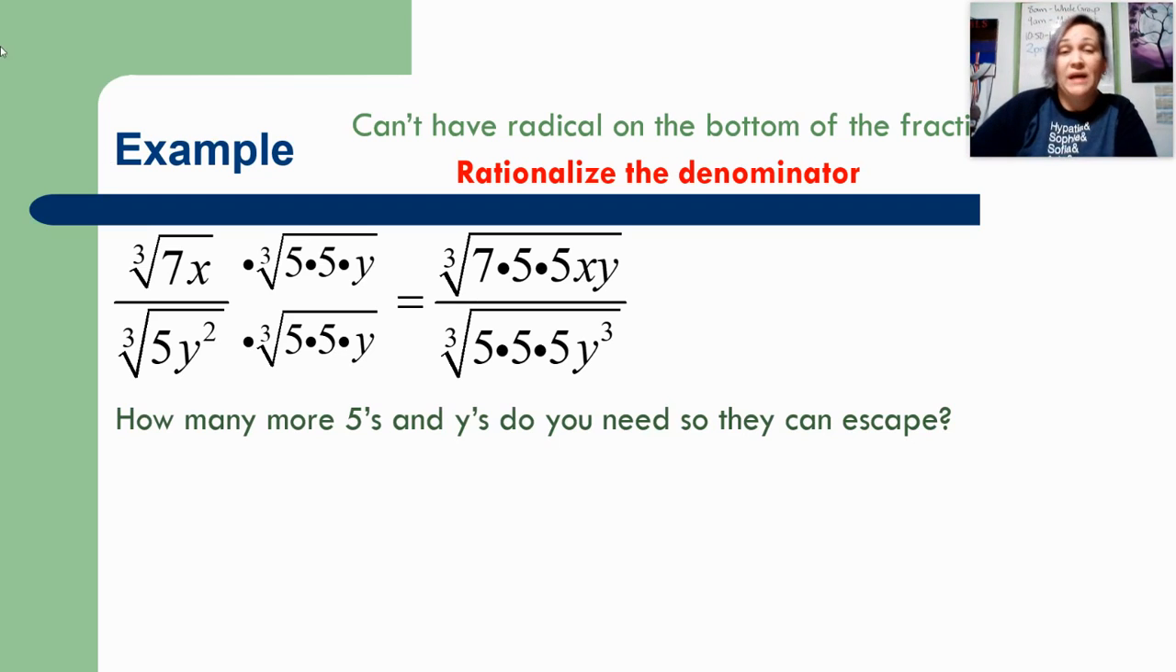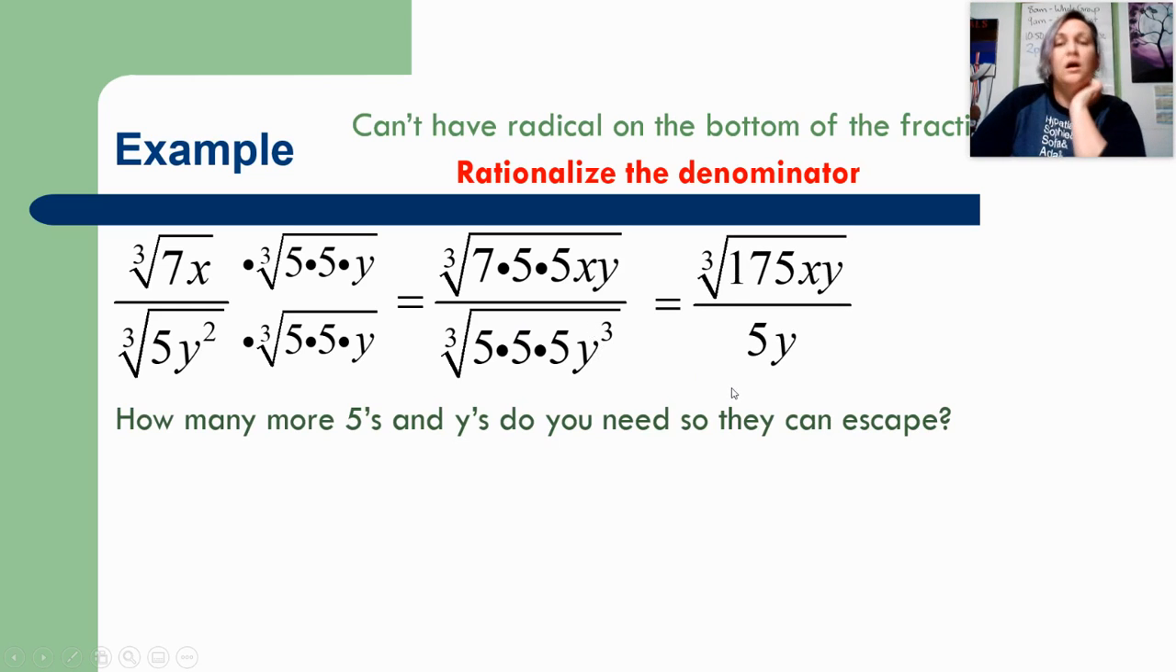So on the top, I can see I still don't have 3 of a kind. I've got a 7 and 2 5s, and I have 2 different variables. So nothing can get out on the top. But now on the bottom, I have 3 number 5s, so they can get out of here. And I have a y to the third, which can also get out. And so from the bottom, and you've got to keep this on the denominator, I can have just a 5y. And since nothing could get out from the top, I'm just going to multiply it all back together. 7 times 5 times 5 is 175.